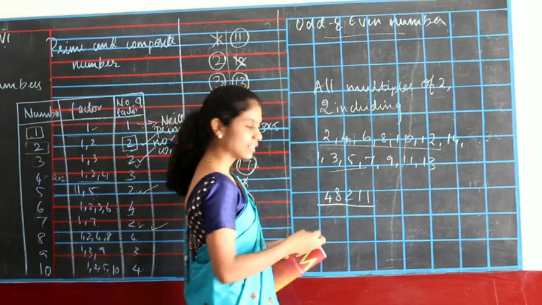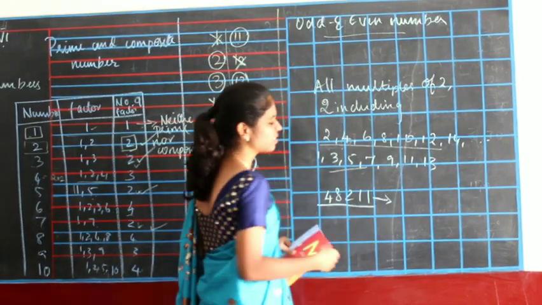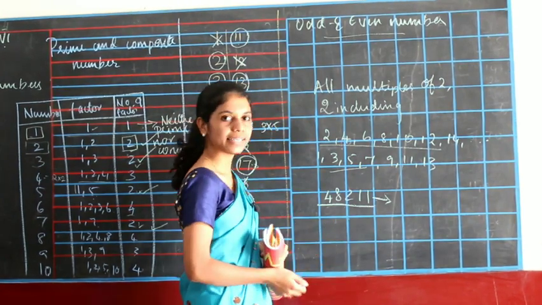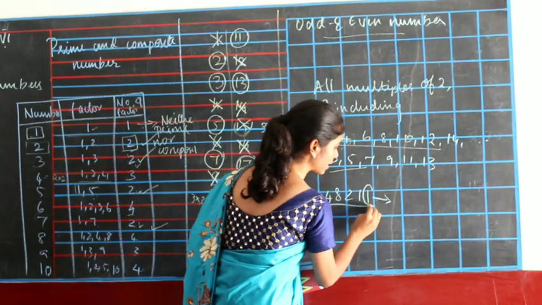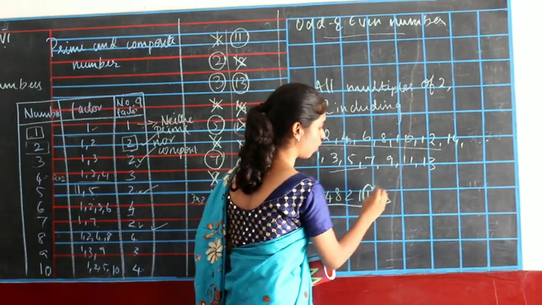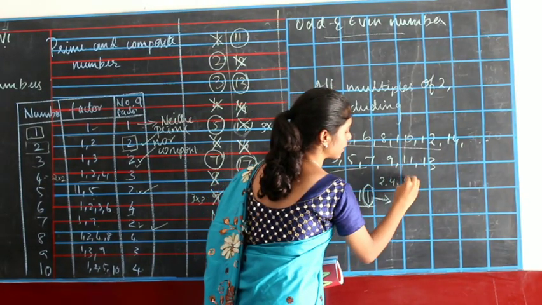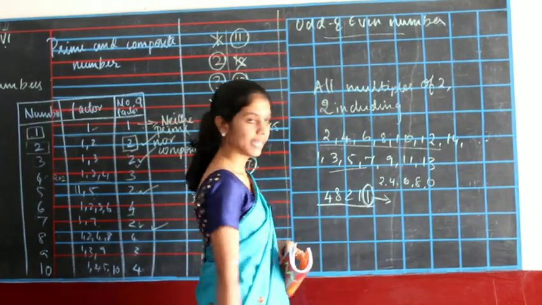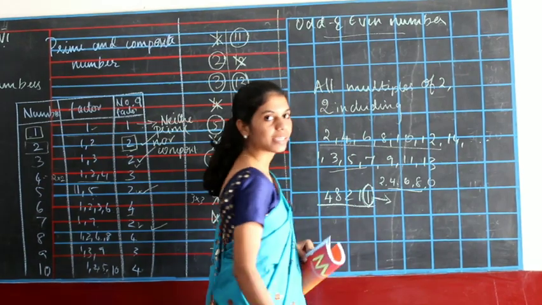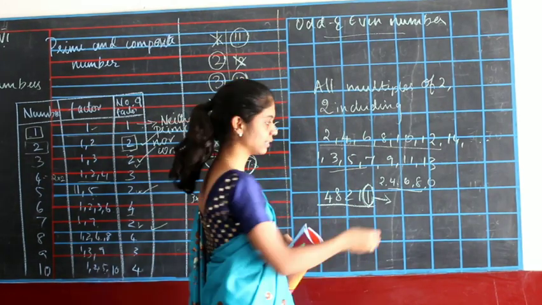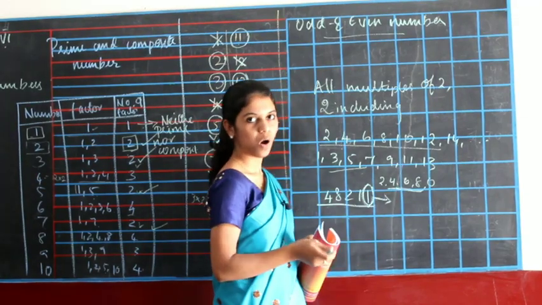But it takes time to do so. The easy way is to look at the last digit. If this digit is 2, 4, 6, 8 or 0, then it is an even number. If some other digit comes, then it is an odd number.